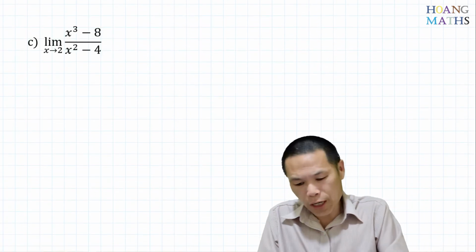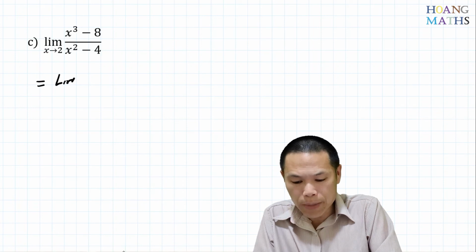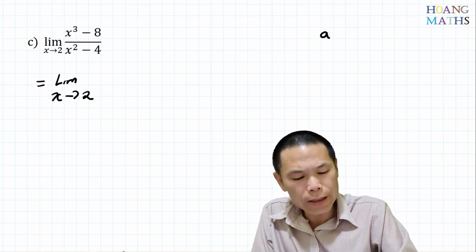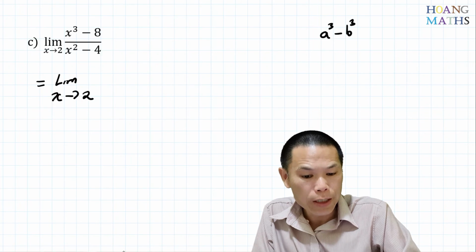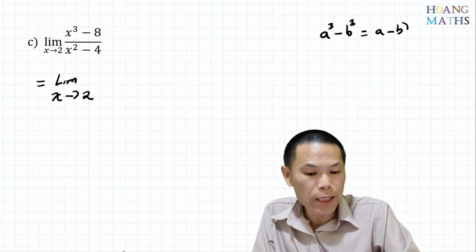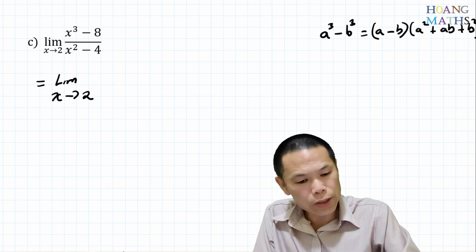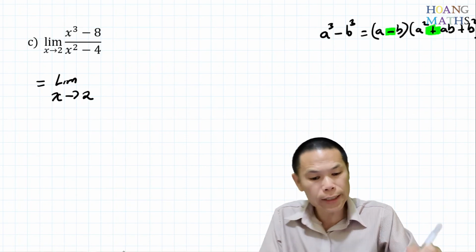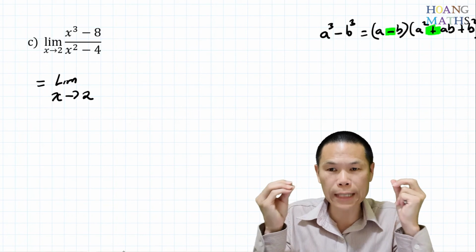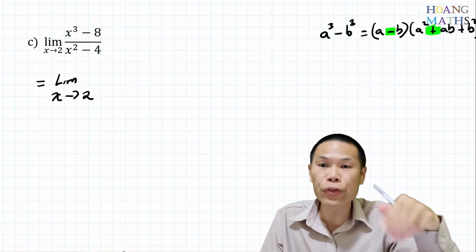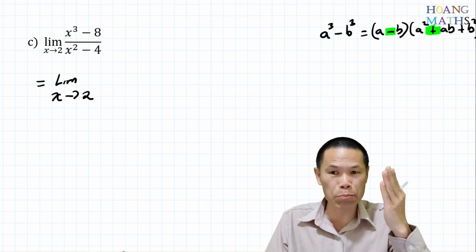Last one. So let me just write this down. That will give me the limit as x approaches 2. Now, this one here is a difference of cubes. So remember, a cubed minus b cubed will give me a minus b, and then a squared plus ab, and then plus b squared. Just remember that these two signs here are always opposite. That's how you remember. Now, if you need practice on those, of course, the description has a link on this type of factorization as well, so you can practice if needed.